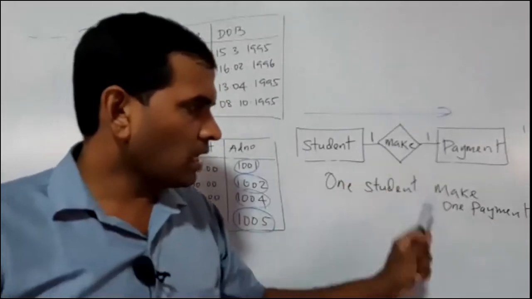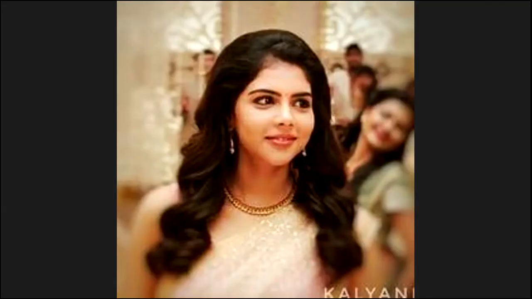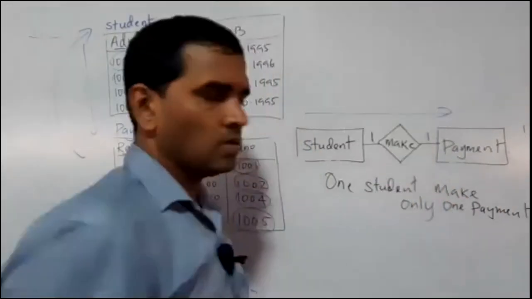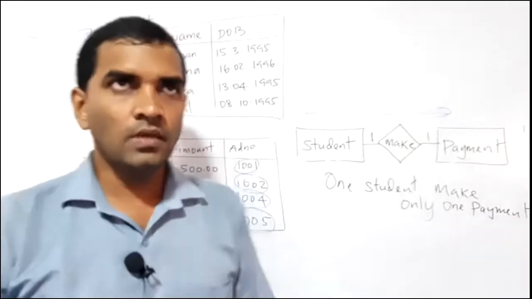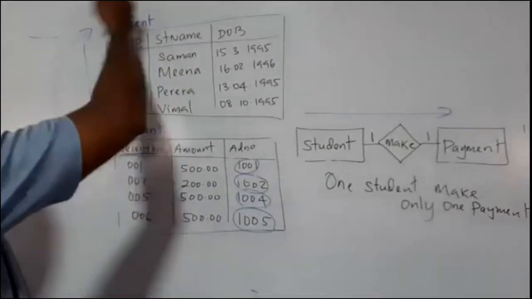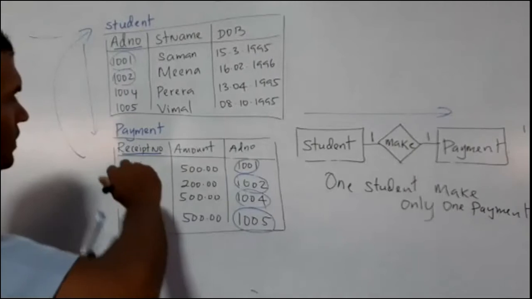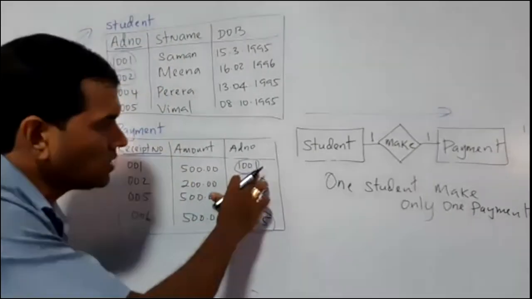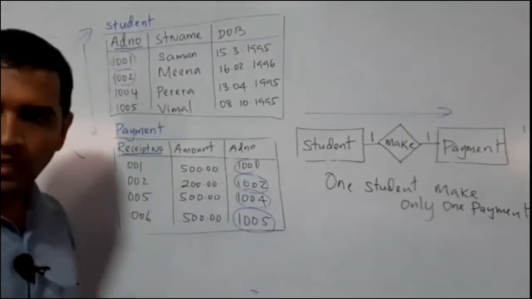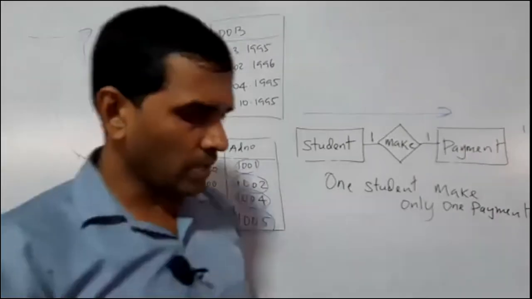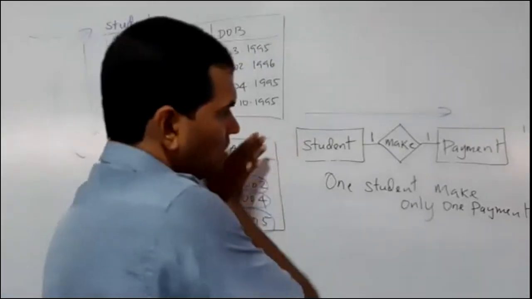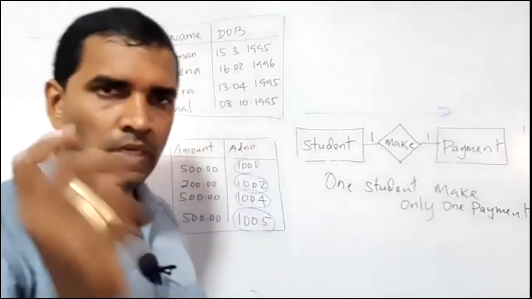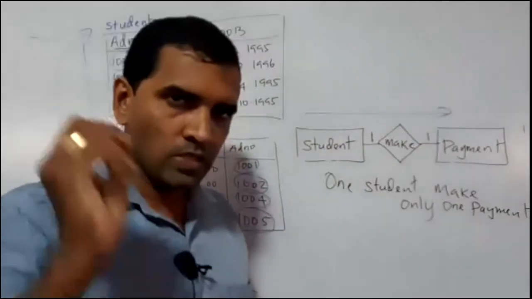A student can make only one payment, right? So one student makes only one payment, better add the word only, right? So in the opposite direction, listen to me carefully, right? Even in the opposite direction, we checked the data here. The data here has only one similar data in the first table, right? Come back here.